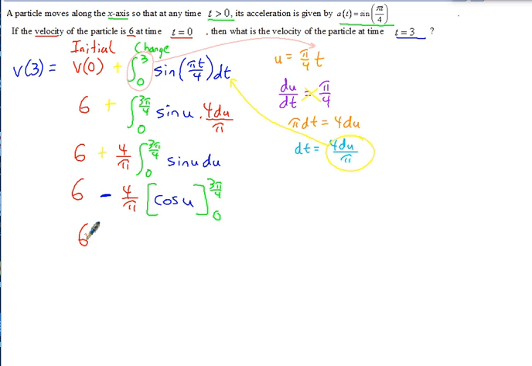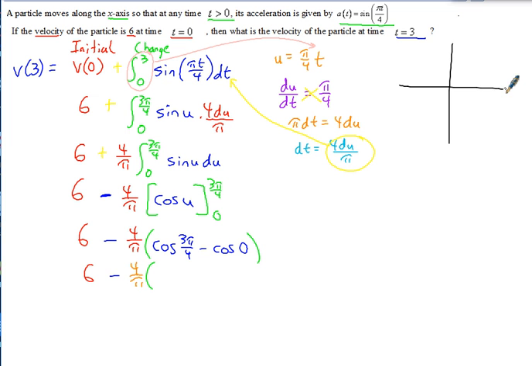So 6 minus 4 over pi. Then let's go ahead and substitute the upper limit first, so that'll be cosine of 3 pi over 4. And minus, substitute the lower limit 0, cosine of 0. So 6 minus 4 over pi times, well, cosine of 3 pi over 4.